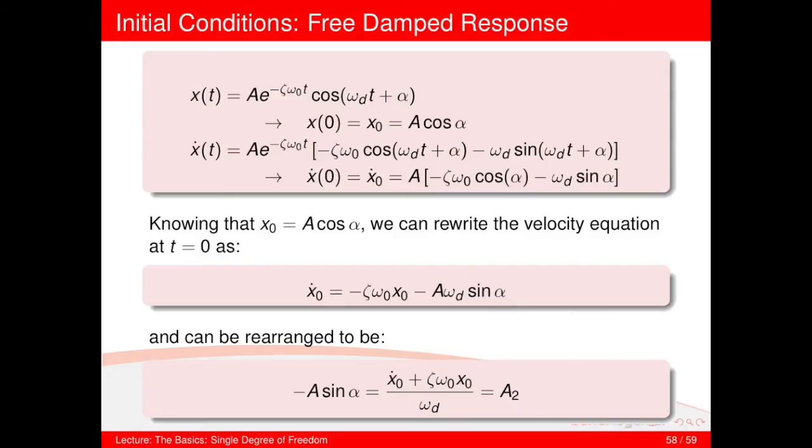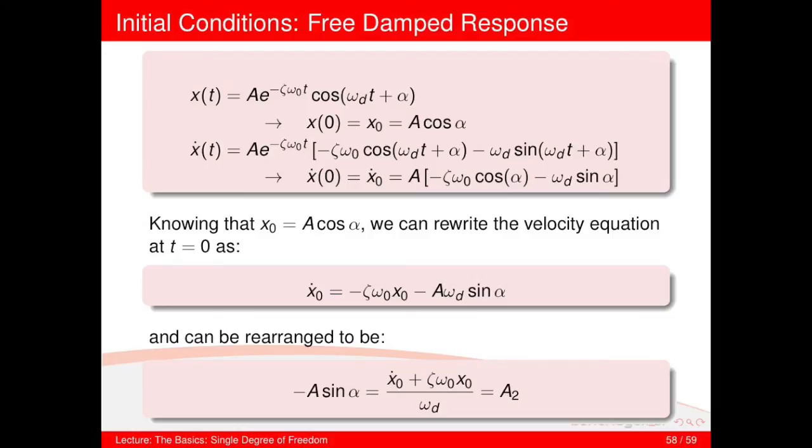Now we can do a similar thing with the damped response. If you remember, the top equation up there was our damped response. So it's very similar to the undamped response, except we have the decaying exponential in here. And if you plug in 0 for t, then obviously e to the power of 0 is 1, so that disappears. This term drops to 0, and so you end up with A cosine of alpha, which is equal to x subscript naught.